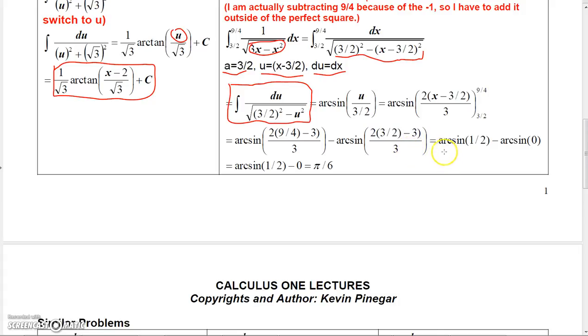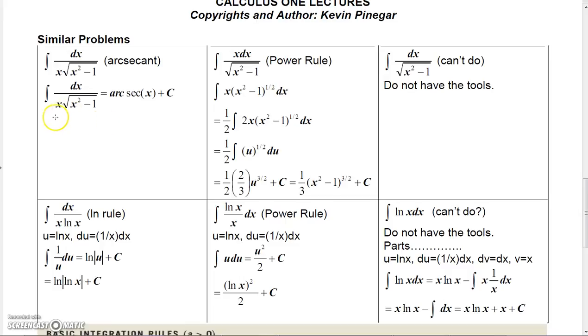And that's actually going to be arcsine of 1/2 minus arcsine of 0, and arcsine of 1/2 is pi over 6, and arcsine of 0 is just 0. So your answer is just a simple little pi over 6. Okay, here are some similar problems.